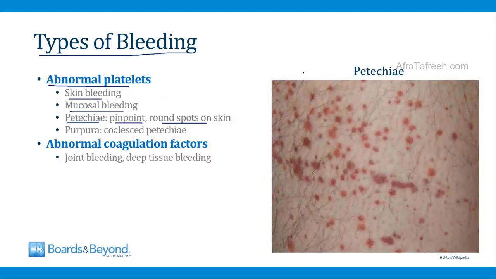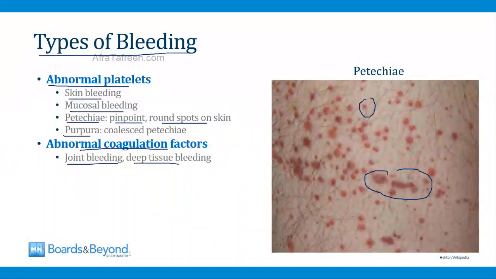This is a picture of petechiae on the slide here. They look like these small round spots. And then sometimes some of the petechiae coalesce together, and when this happens, this is called purpura. In contrast, if there's an abnormality of coagulation factors, this more often leads to joint bleeding and deep tissue bleeding. For example, in children who have hemophilia who are deficient in clotting factors, they classically present with joint bleeding, and you usually don't see petechiae or purpura in those situations.